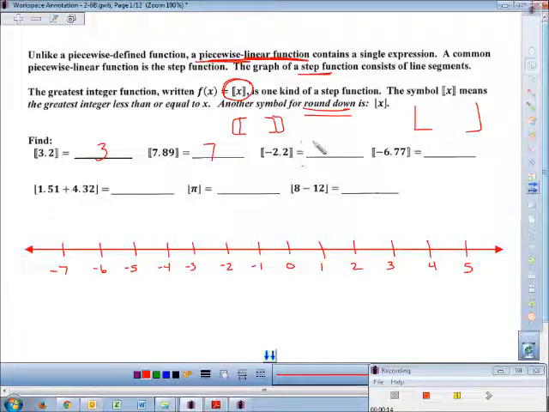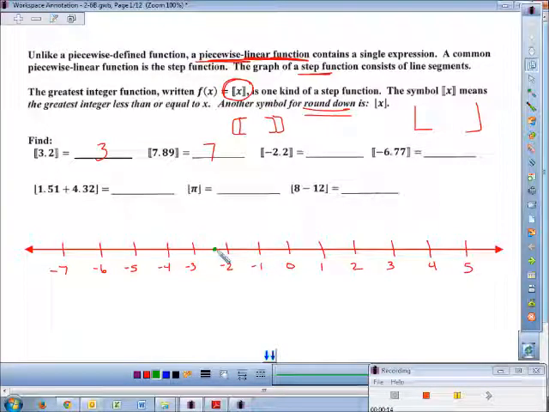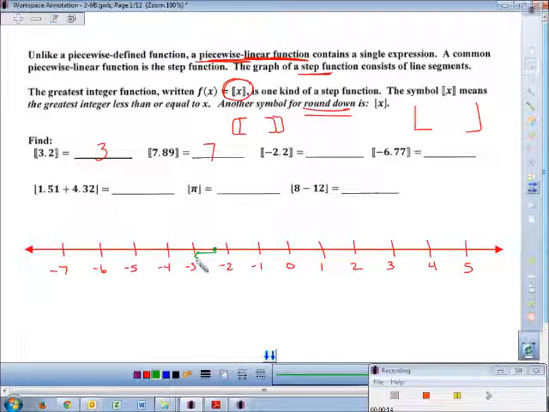Negative 2.2. Slow down with the negatives. Here's negative 2. Here's negative 3. Isn't negative 2.2 like right about here? Let's use a different color. Isn't it about like right here? Round it down to the next integer. What does negative 2.2 round down to? Doesn't it need to go down? Aren't these getting smaller? Right? Round it down to negative 3. With me on that? Try the next one.